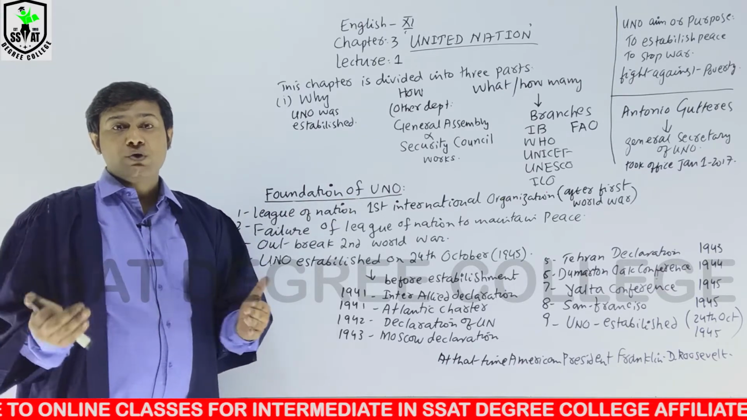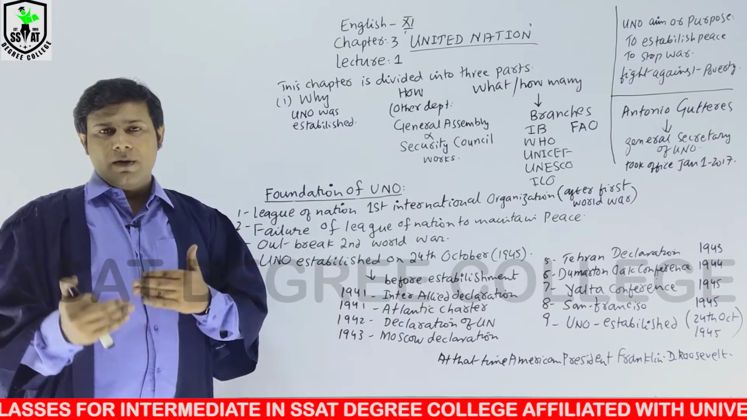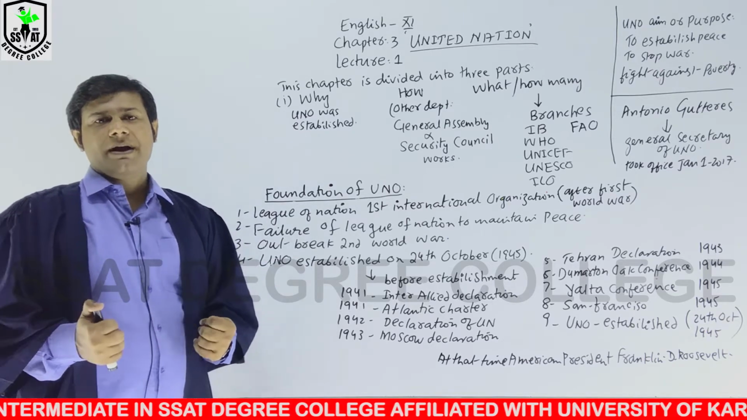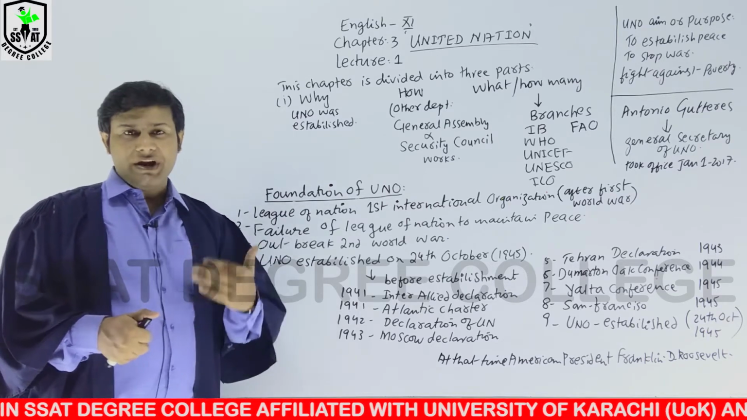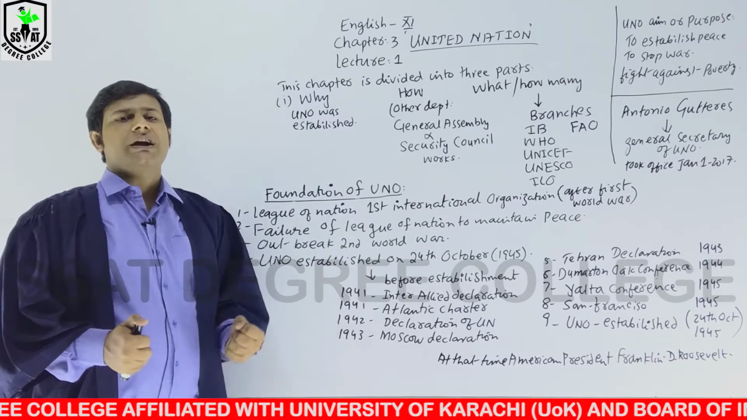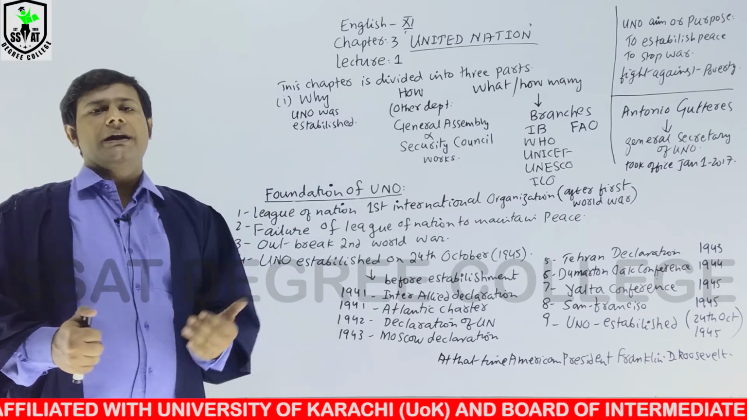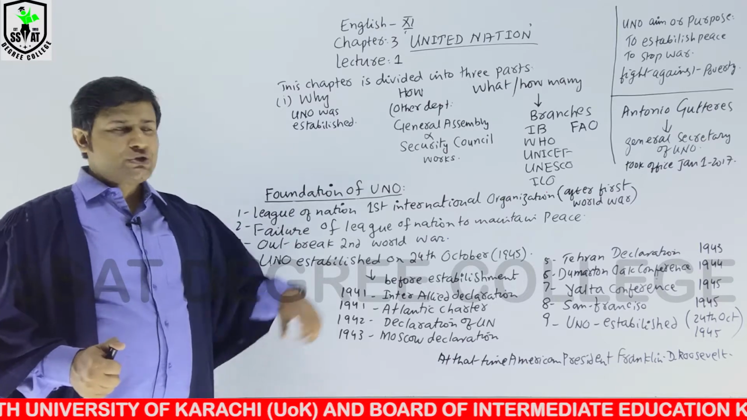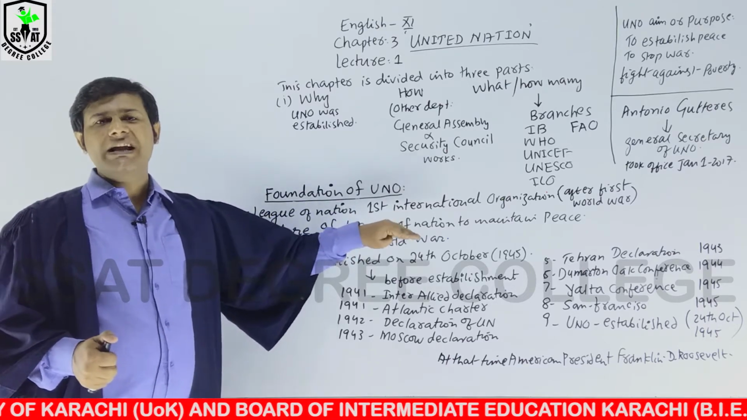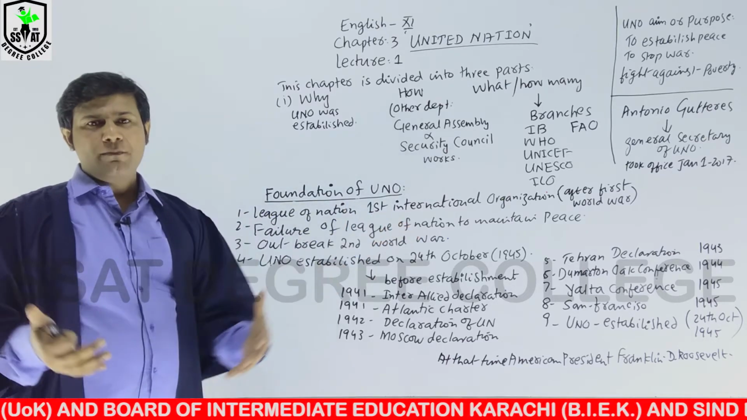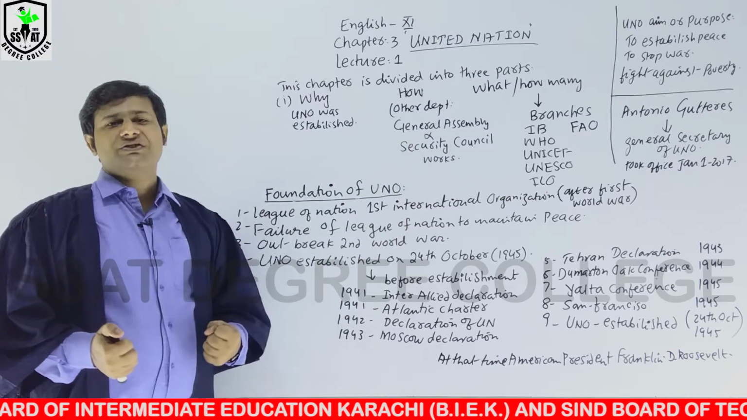The League of Nations failed to stop war. There was no gap between the wars: the First World War broke out in 1914 till 1918, and the Second World War broke out in 1939 till 1945. So, because of the failure of the League of Nations, all the countries came together and the UNO was established.